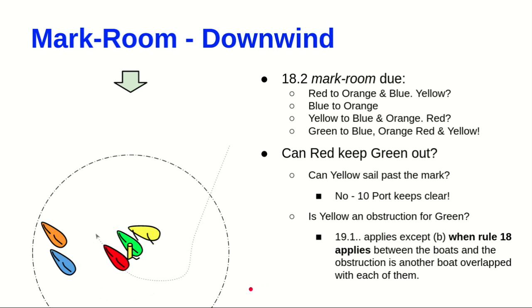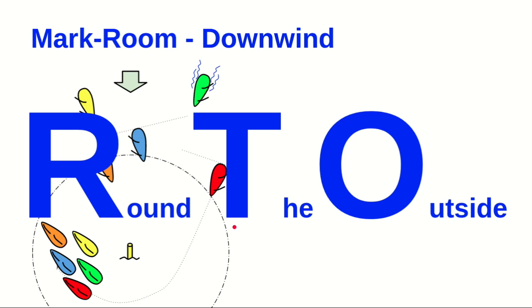Now, if red really wants to get bent out of shape and keep green out, she could have slowed up, broken the overlap with blue and orange, and then come up hard to keep green out from the mark. But in the process, she's going to push yellow out, and we don't know the situation between red and yellow. Yellow may have had mark room over red. So in order to assert her rights over green, red may infringe against another boat and end up in a world of pain. So this is another great example of the golden rule: round the outside.